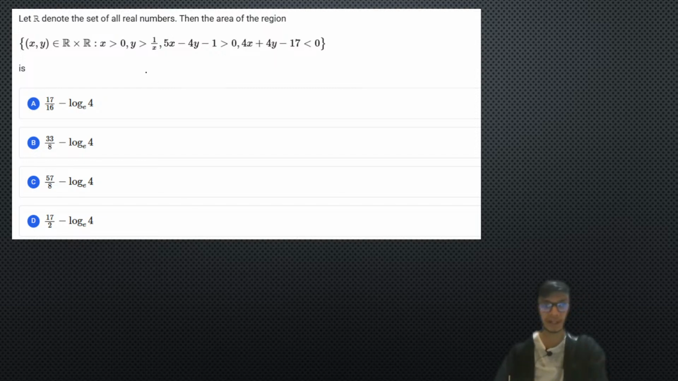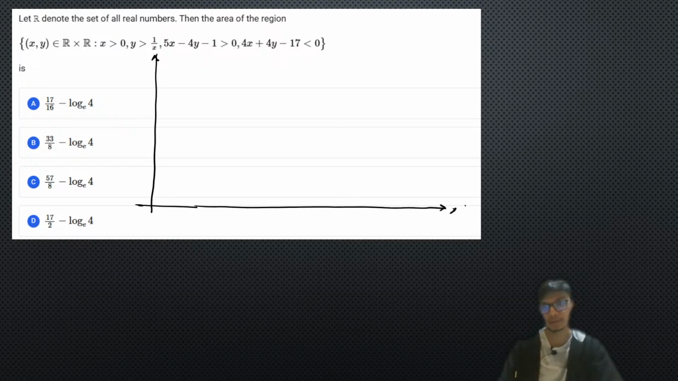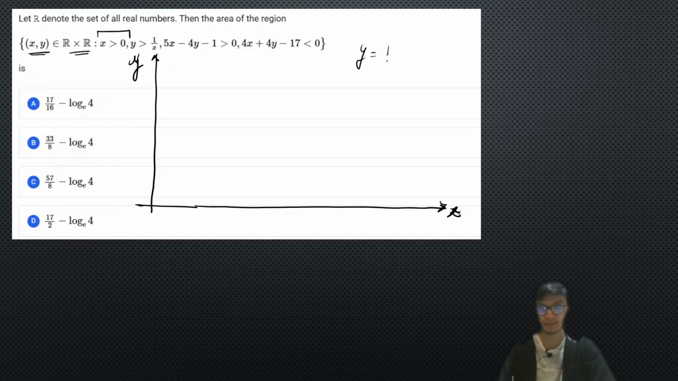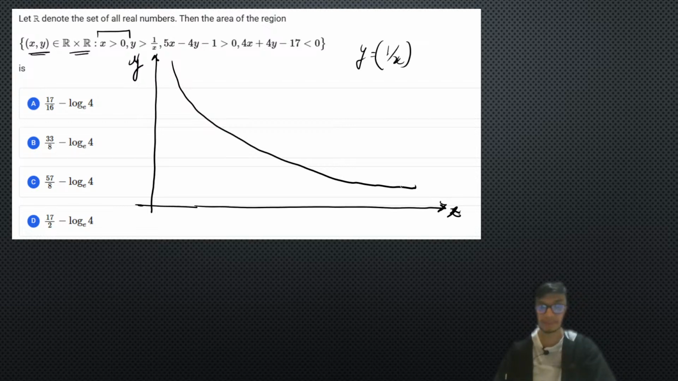First of all, let us figure out the region that is given over here. So I'm using this particular space to plot the region. First and foremost, it is said that x and y belong to the real numbers and x is greater than 0. So all our analysis is going to be on the positive side of the x-axis, right? Now it says that y is greater than 1 upon x. If we look at y equal to 1 upon x, it is a rectangular hyperbola. Okay, so this will look this way. The rectangular hyperbola actually looks like this, right?